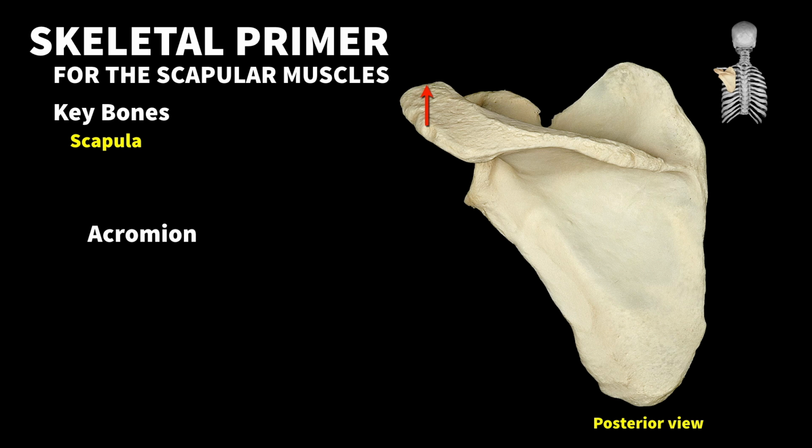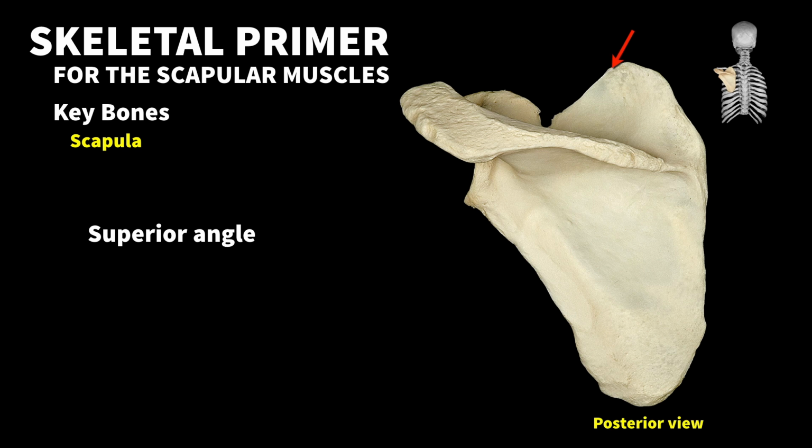Next, note that the majority of the scapula is a flat, triangular bone that has 3 borders or margins. The long medial border, also called the vertebral border because of its proximity to the vertebral column, is the attachment site for 3 of the scapular muscles. As the medial border reaches the top of the bone, it forms an angle called the superior angle.